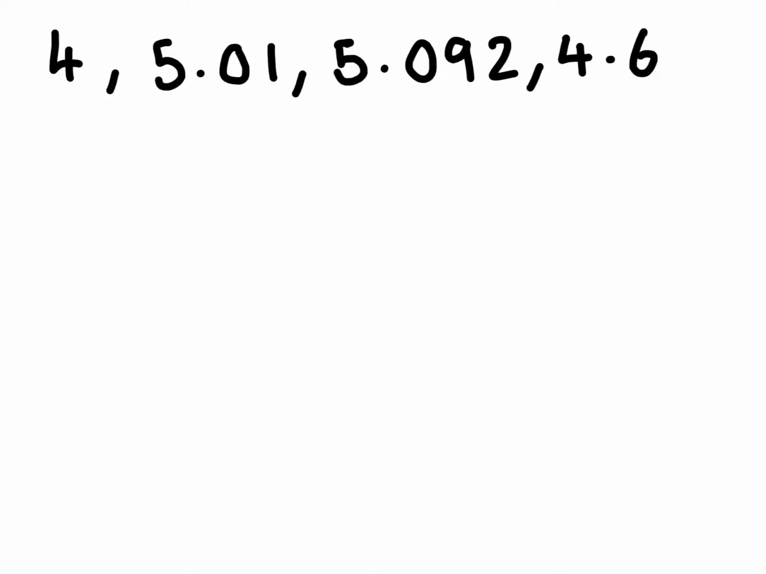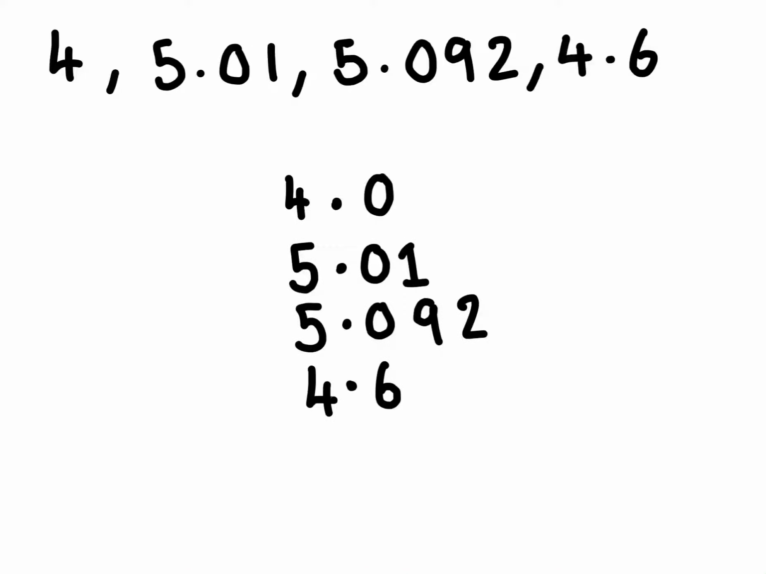So let's go on to another example, a little bit more difficult. We're given 4 numbers here, and we want to put them in order from smallest to largest. So again, we have the rule of putting the decimal points one above the other, and we're just going to put the numbers in. And for the number 4, we're going to put a 0 after the decimal point, as it's still equal to the number 4.